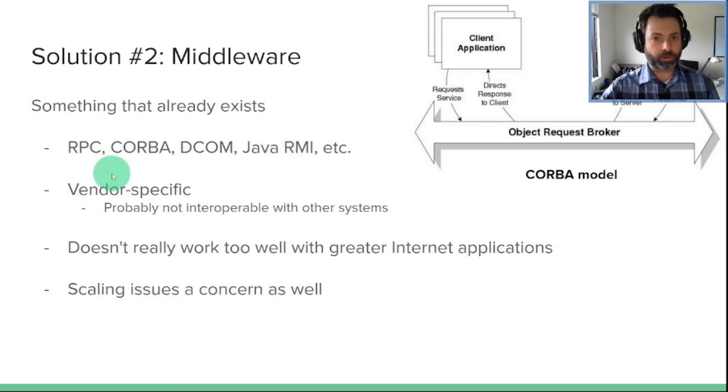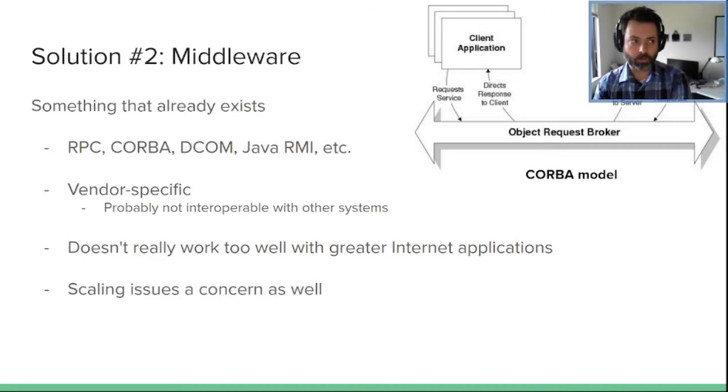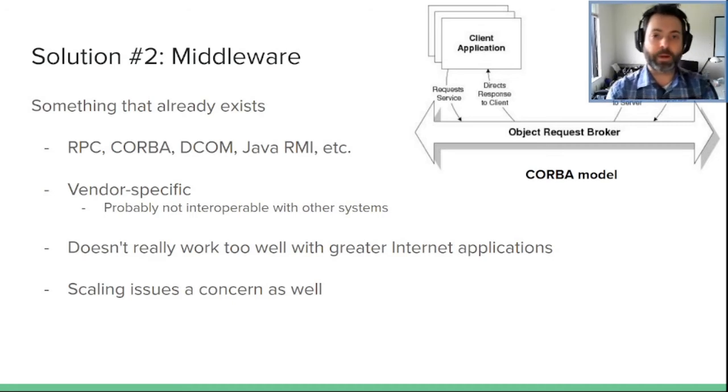All right, vendor specific. So any other systems that want to plug and play need to support this middleware as well. The greater internet, we're very heterogeneous on the internet. There's lots of different systems out there. It's probably not going to work too well. And it's also been found that scaling these systems tends to be a problem as well. They don't really do well with a massive amount of users. It can be optimized to handle a lot of users, but it's not natively useful.